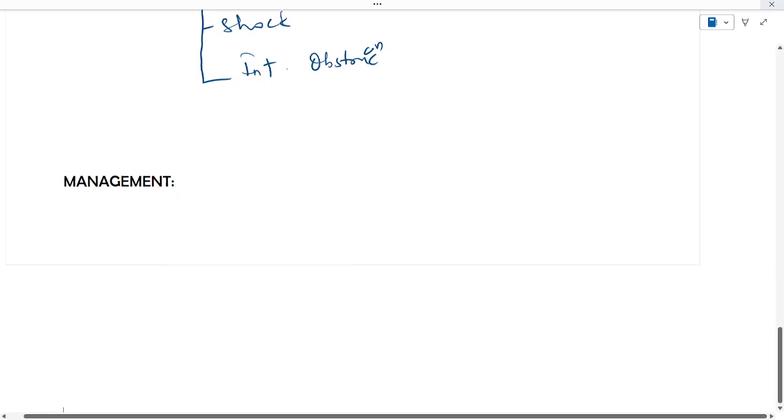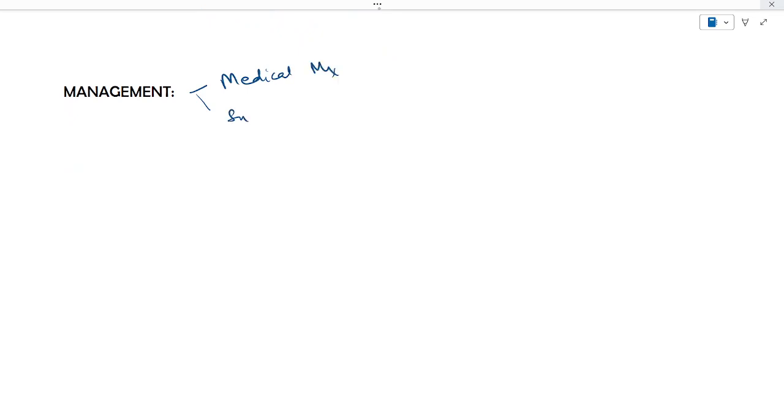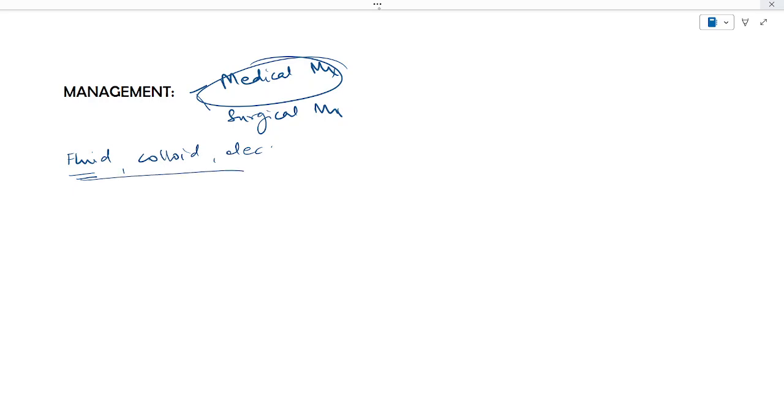Management can be divided into two parts. One is medical management and the other is surgical management. First of all, we are going to talk about medical management. Medical management: fluid, colloid and electrolyte replacement. This is the major focus of medical management. So fluid is to be given, analgesics, intubation and suction, and this is to relieve the abdominal distension and promote intestinal functions.